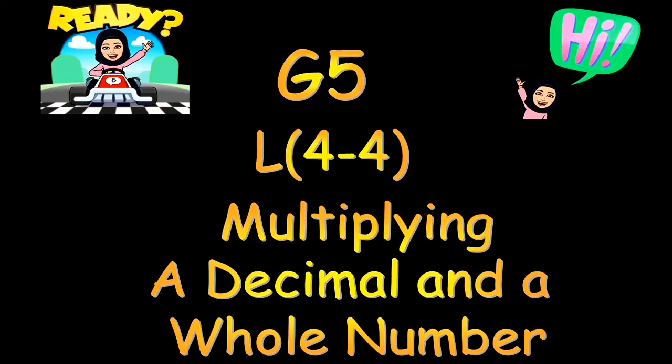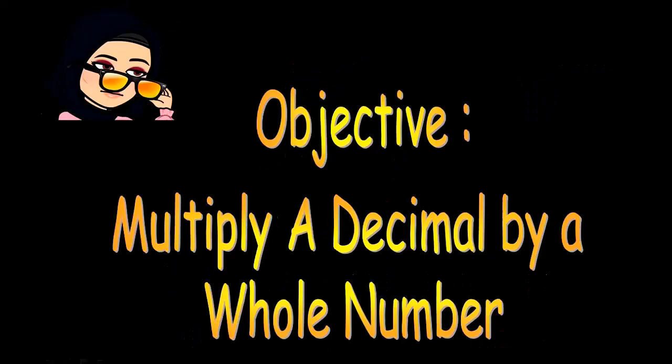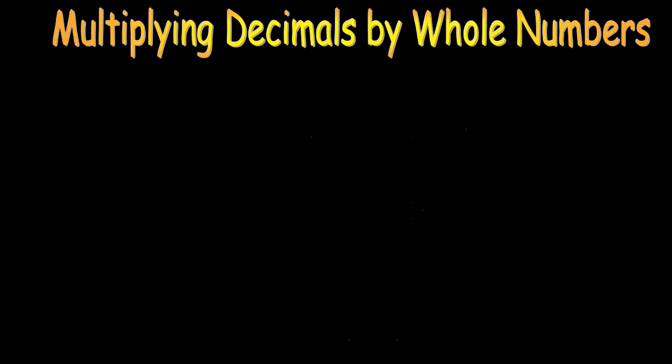Our lesson for today is lesson 4-4, multiplying a decimal and a whole number. Let's get started. The objective of this lesson is to multiply a decimal by a whole number. So at the beginning, let us try to understand the meaning of multiplying decimals by whole numbers.